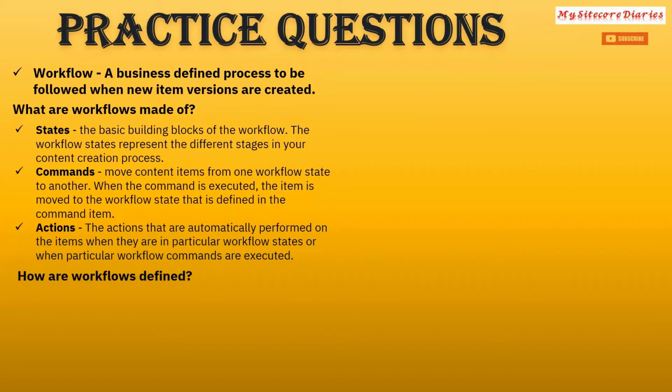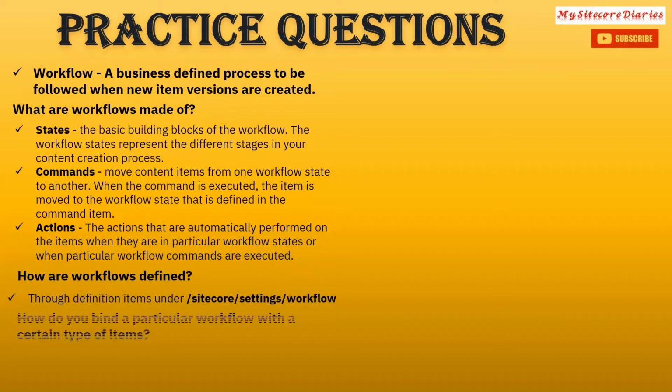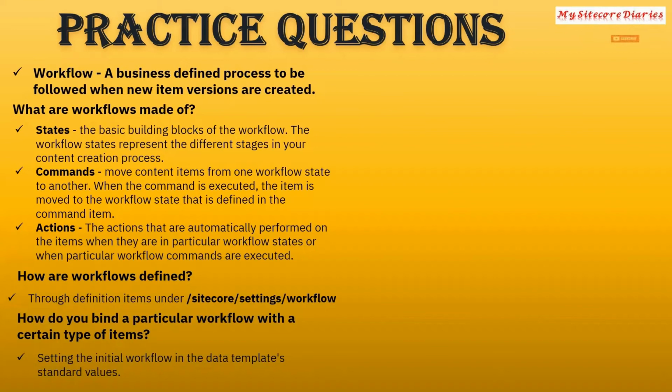How are workflows defined? Through a definition item, Sitecore/settings/workflow. How do you bind a particular workflow with a certain type of items? So a specific workflow you want to bind with a certain type, like a certain template. Okay, so it can be done by setting up the initial workflow in the data template's standard values.